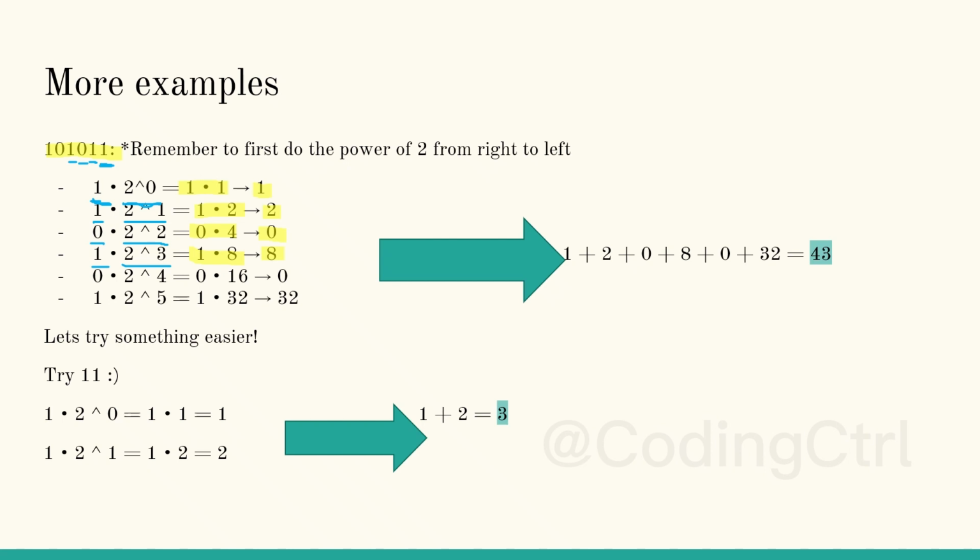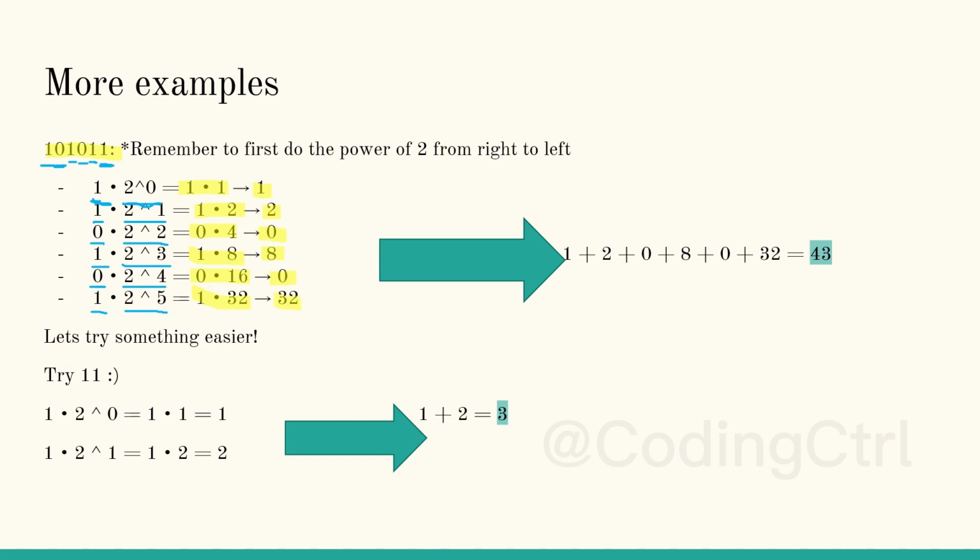The next number on the list is 0. So we'll have 0 times 2 to the power of 4, since the positioning is at 4, and 2 to the power of 4 equals 16. So you'll have 0 times 16, which equals 0. And last but not least, you have the number 1, and the positioning is at 5, so you'll multiply 1 times 2 to the power of 5, which equals 32. So 1 times 32 equals 32.